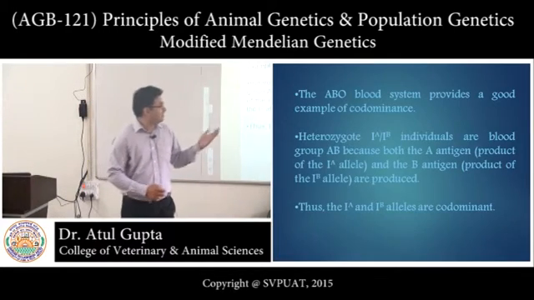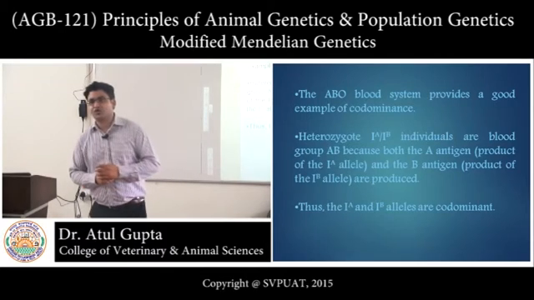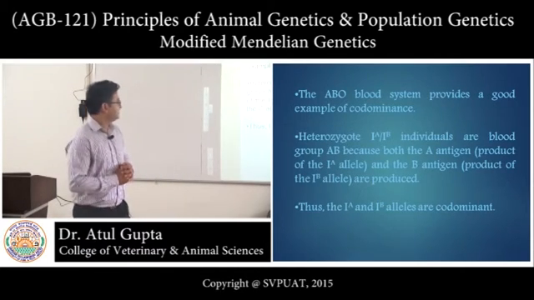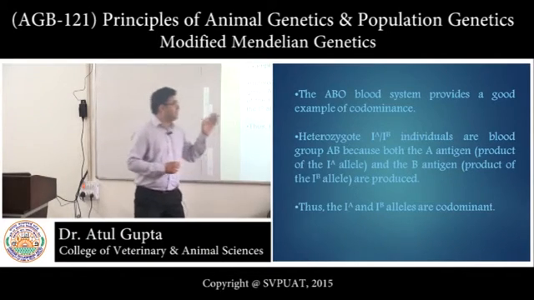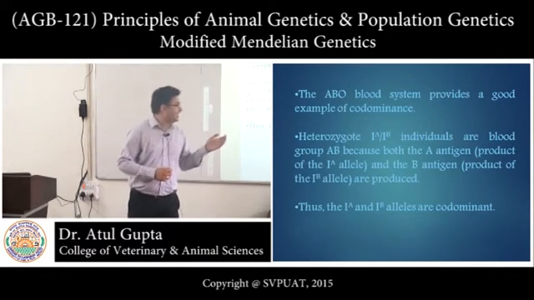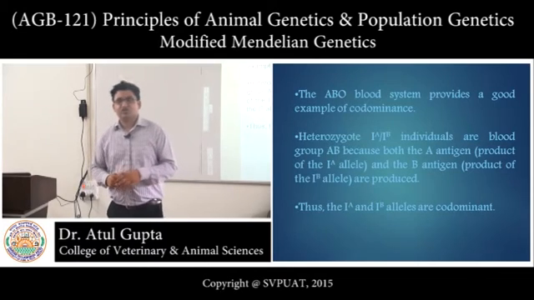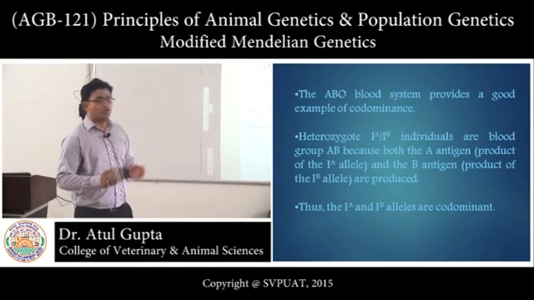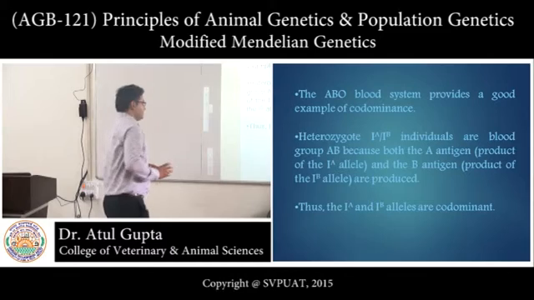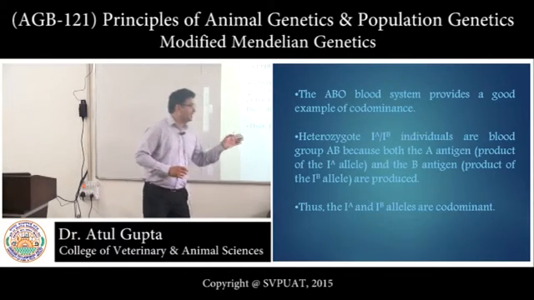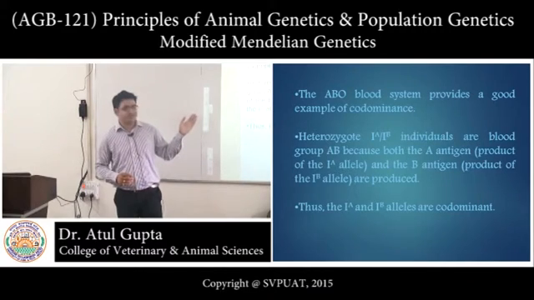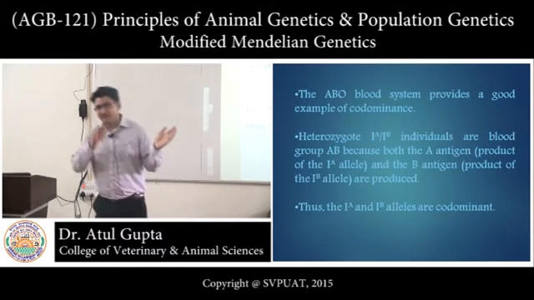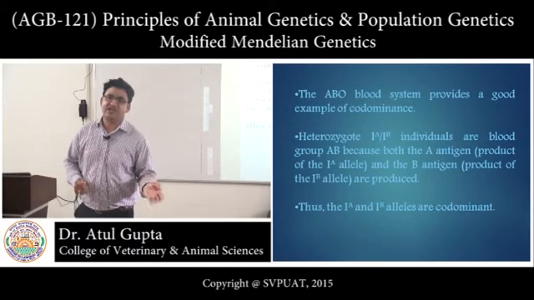So another example of this codominance is the ABO blood group system in humans. So the heterozygous individual IA IB will have both antigens A and B. So these are codominant. The alleles IA and IB are codominant. Means in heterozygous individuals, we will have both the alleles together, IA and IB.